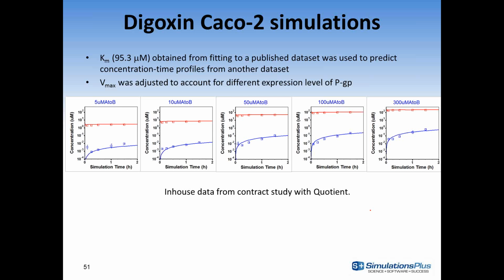We took that Km and went back to some data that we had collected in an in-house contract study with Quotient, who did the studies. And in this case, we could define the exact concentrations that we wanted to run and the number of data points, and we really designed the experiment to get at this idea of PGP efflux. And you can see that we very nicely fit both the apical and basolateral concentrations using the Km that was derived from Troutman's data in 2003.